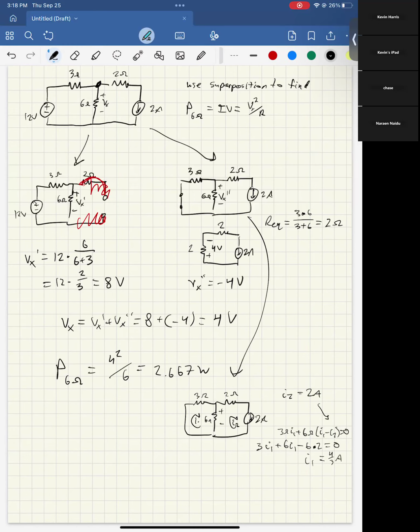And then if you want to find that voltage, it'll be 6 times I1 minus I2. So 6 times 4/3 minus 2. And that will end up getting you that same answer of -4 volts. So this way might make a bit more sense if you got confused by the sign here or about the parallel stuff, but you end up getting the same answer.